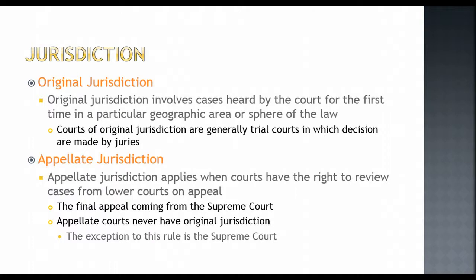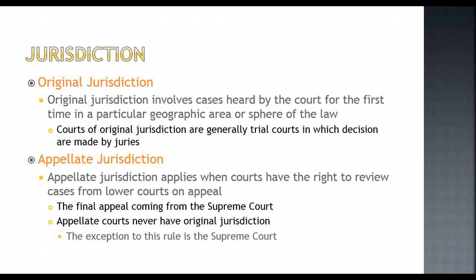So when we look at these courts, there are two different types of jurisdiction that we can look at. You can have original jurisdiction, and you can have appellate jurisdiction. If you have original jurisdiction, it means that you are the first court to hear anything regarding that case. So, as it says here, original jurisdiction involves cases heard by the court for the first time in a particular geographic area or sphere of the law. So it has to be the first time that it's being heard in order for it to be considered original jurisdiction. So those 94 district courts, that is going to be original jurisdiction.